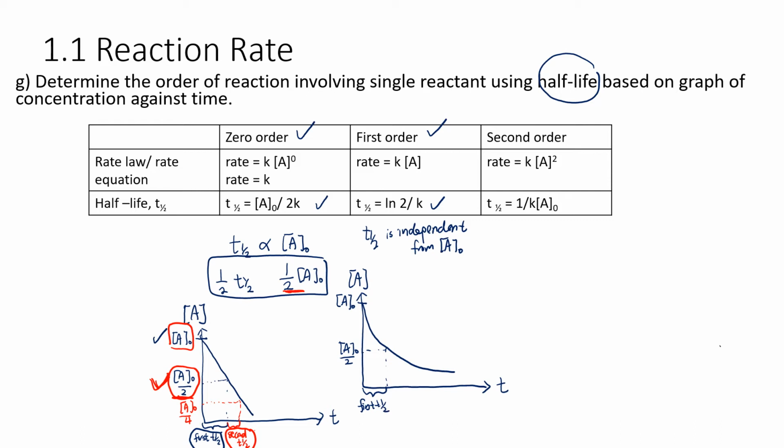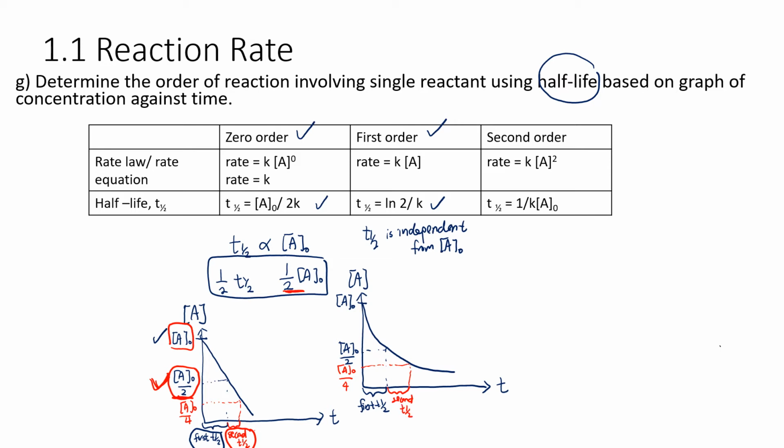For the second half-life, we start at half of the initial value. So after the second half-life, the concentration remaining will be half of that, which is a quarter of the initial concentration. So this is the second half-life.